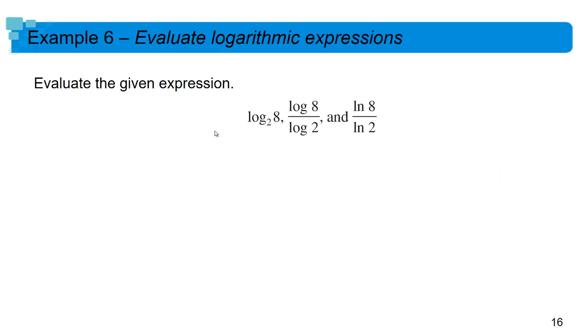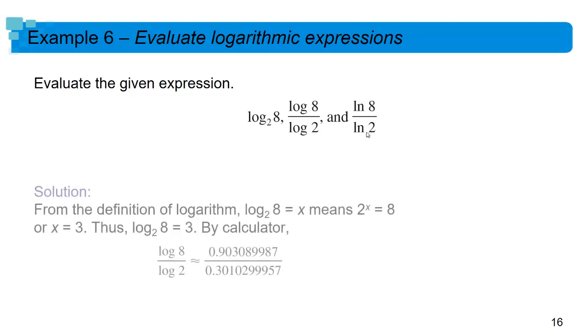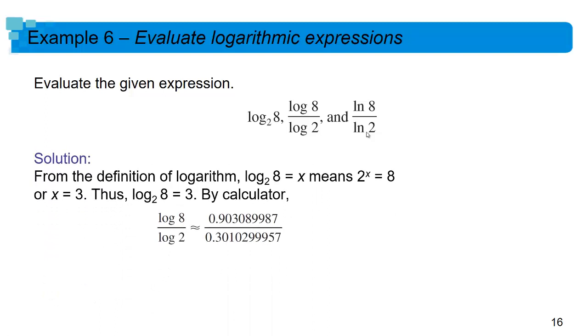Whatever the base is, that becomes the number on the bottom log, and whatever the number is, that becomes the number on the top log, right? So you can see that log base 2 of 8 becomes log of 8 over log of 2, or natural log of 8 over natural log of 2, and both of those work. If you did them in the calculator separately, you would see that you would get the same answer.